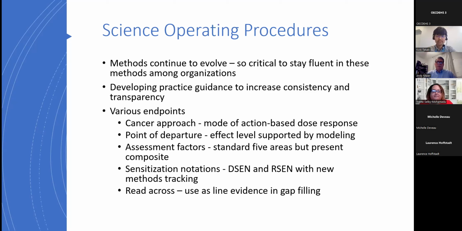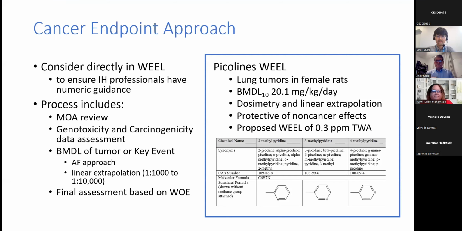A cancer approach for evaluating point of departure using modeling, assessment factors, our approach for sensitization notations. And what I want to mention is that something really evolving and that we're finding more useful for the WHEELs, because they're often data poor or less data rich chemicals, is the possibility of using read across. So just a couple of examples in my last couple of remaining minutes here.